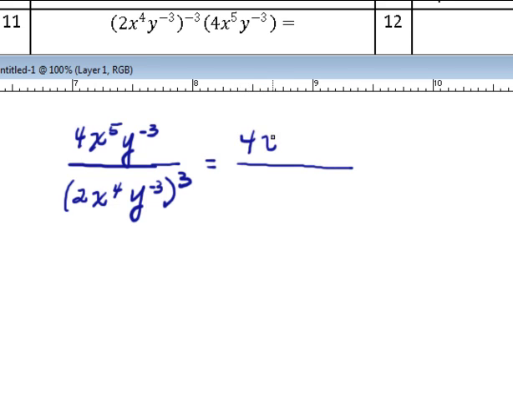Okay, so to continue simplifying, we want to open these parentheses. So we're going to cube everything in the parentheses. So first 2 cubed is 8. X to the 4th cubed, multiply those exponents, and we have x to the 12. And y to the minus 3 cubed, again, multiply the exponents, and we have y to the negative 9.